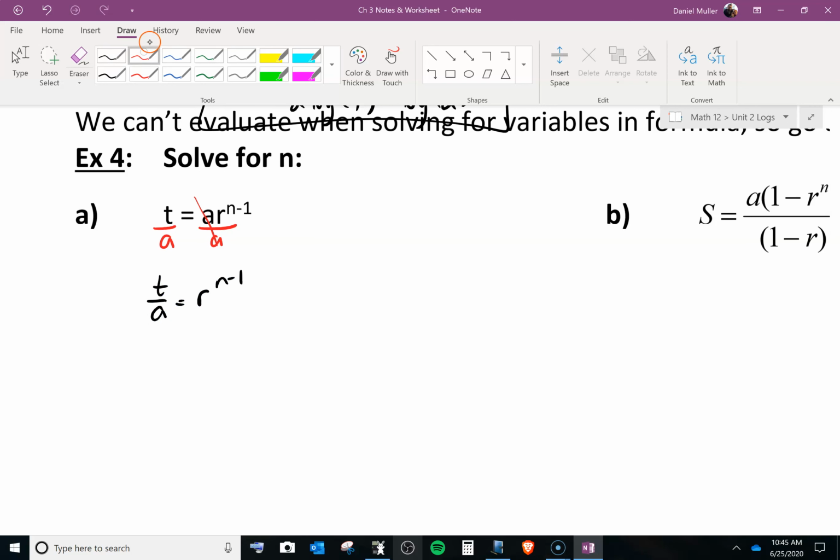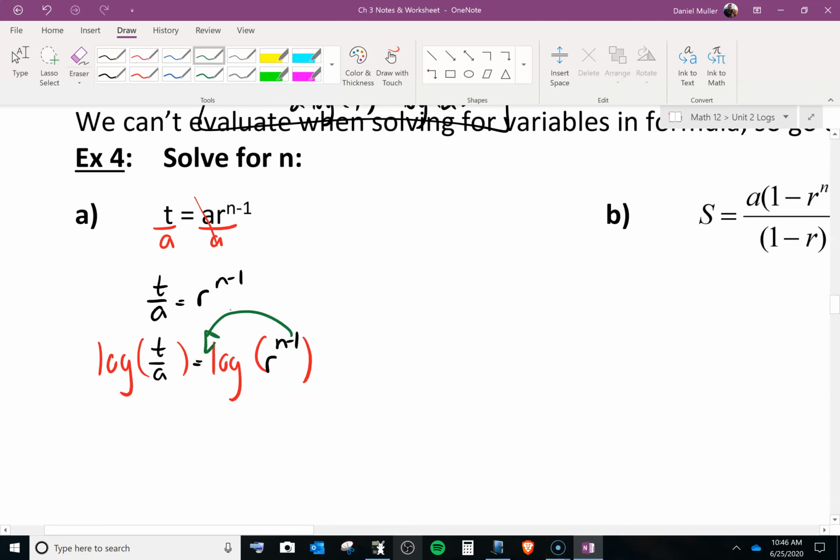So now that I do that, I can take the log of both sides. Now, you could actually do log base r, because that would cancel with that, but you don't have to. So I won't this time, just because there's all these letters in it. Log r, like that. Now we can bring this n minus 1 down.